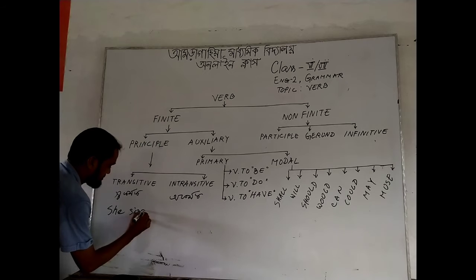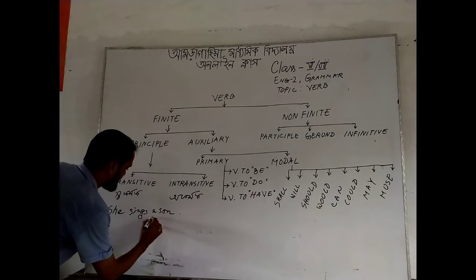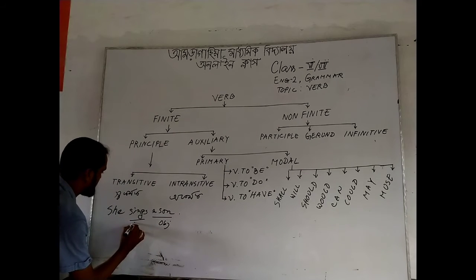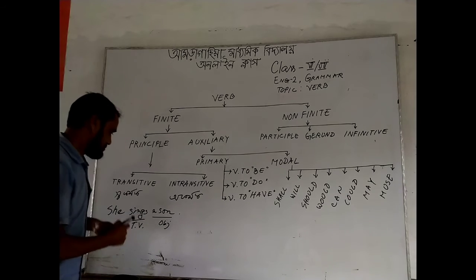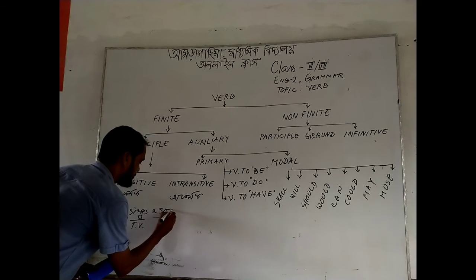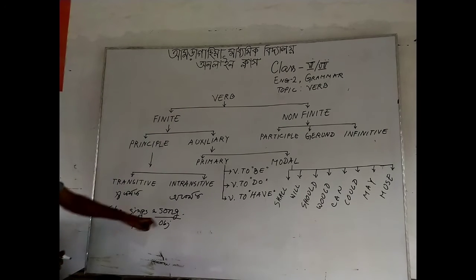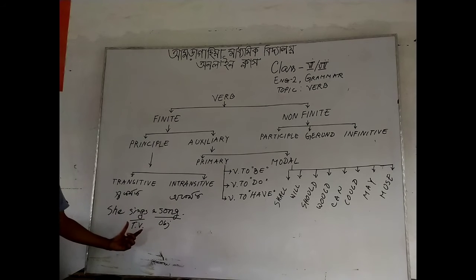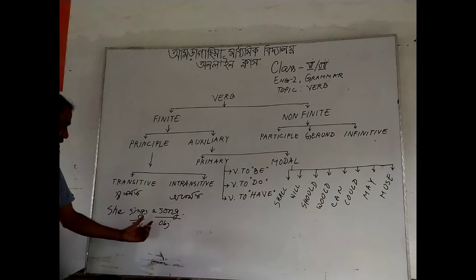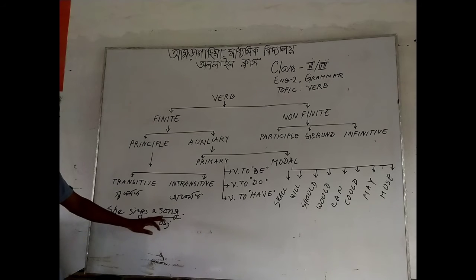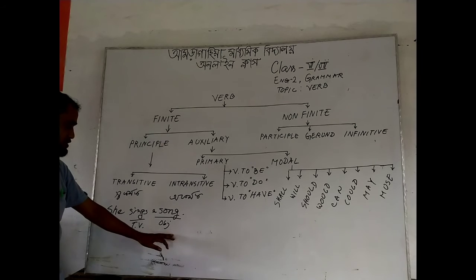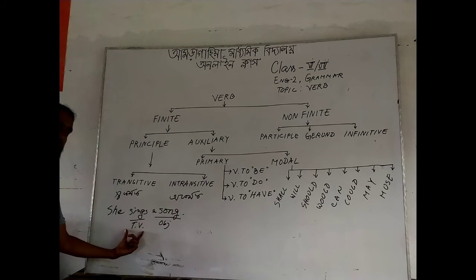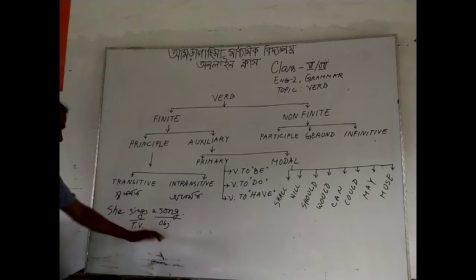She sings a song. That is, a song, object, transitive verb. Here sing is a transitive verb. S-O-N-G, song. Sing a song. Here she sings a song, she ekti gan gay, she ki gay, we can find object asking two questions. কে বা কাকে প্রশ্নের উত্তরে আমরা অবজেক্ট পাবো। That is, in this sentence a song is object and sing is a transitive verb.